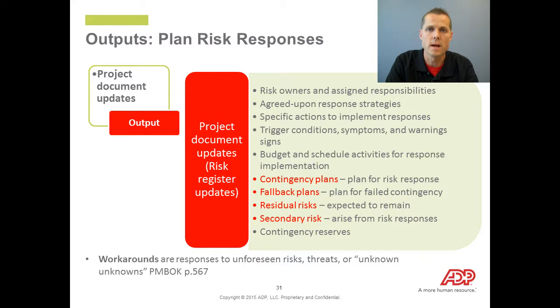So just so you're clear, those are three separate things. Contingency is our planned response. Fallback is in the event that response doesn't work, what's our backup plan. And the workaround is just an ad hoc response to something that occurs that we didn't foresee. Residual risks are risks that are expected to remain even after we've implemented something to mitigate or avoid a negative risk. A residual risk is expected to remain. And a secondary risk is like we put in a response and now another risk arose. And that's pretty much it with the outputs as described here.